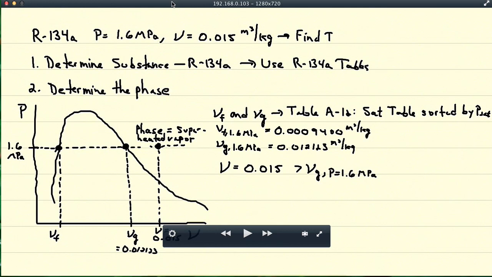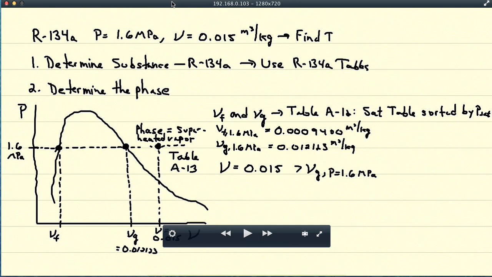And of course, for R134A, that means that I will now go to table A13, because that's where my property data is when my substance, R134A, is a superheated vapor. Okay, so that was step number 2, and actually step number 3.